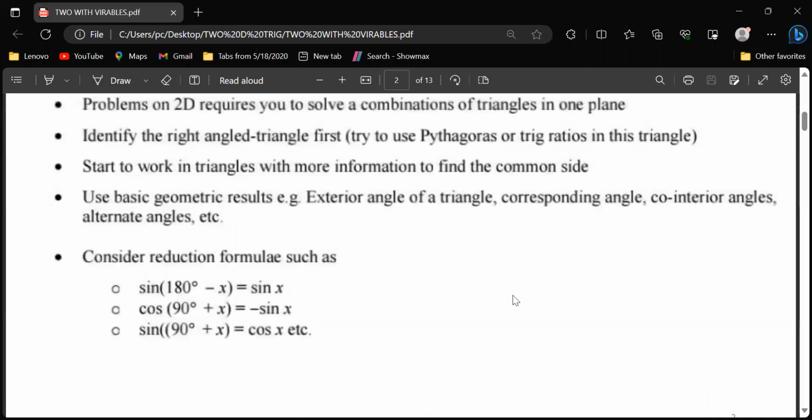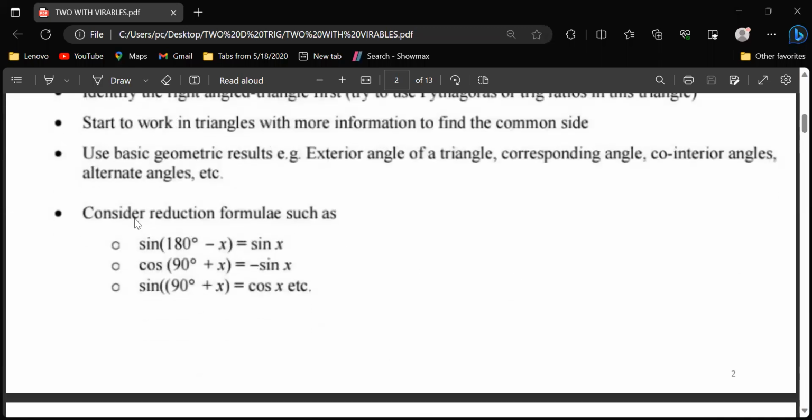Now, what else do we need for this one here? We also should remember how to reduce. Angles that can reduce are 180, 90 degrees, 270. 90 and 270, they reduce and then they change it. 180 and 360, they only reduce. So we also need that. We are also going to need that.